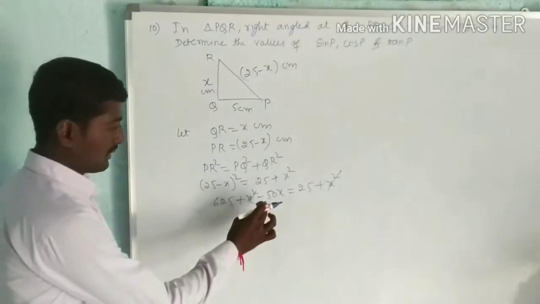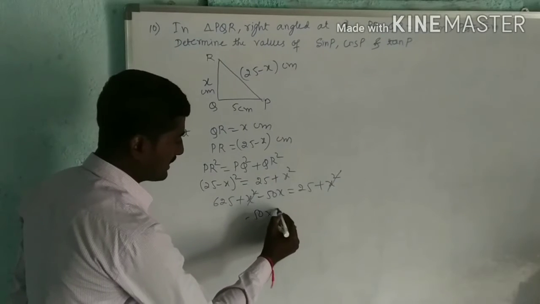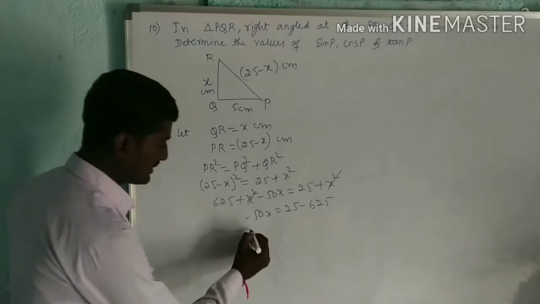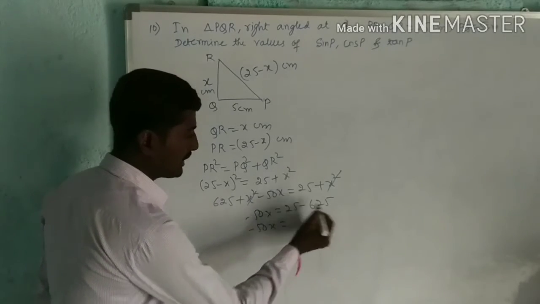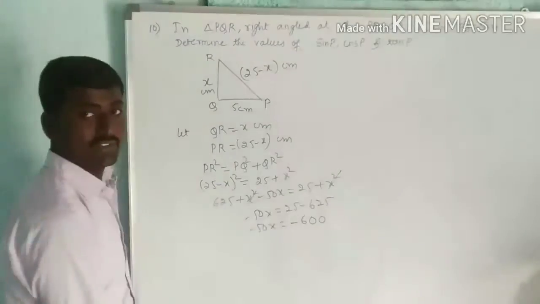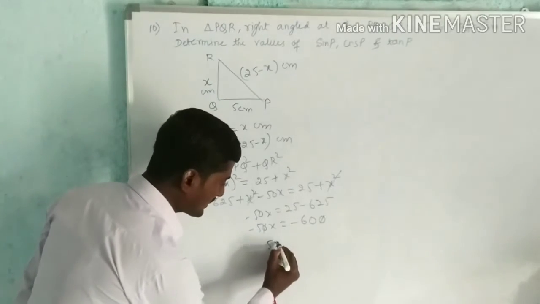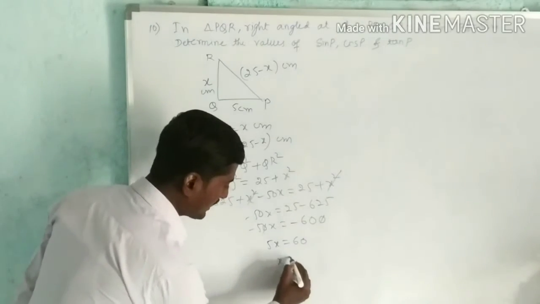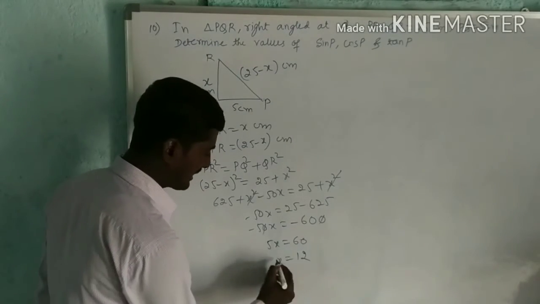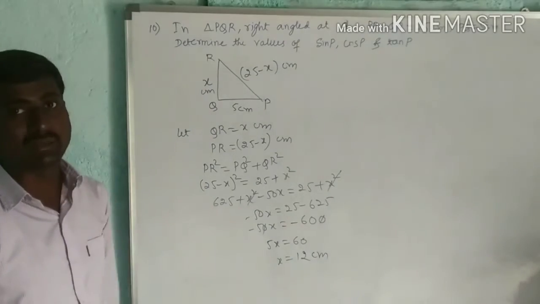Now I will take this 625 to that side. Minus 50X is equal to 25 minus 625. Now this is minus 50X is equal to 25 minus 625, that is minus 600. So minus minus will get cancelled. So 0 will get cancelled. Remaining is 5X is equal to 60. Now X is equal to 60 divided by 5. 5 ones are 5, 5 twos are 10. X is equal to 12 centimeter I am getting.